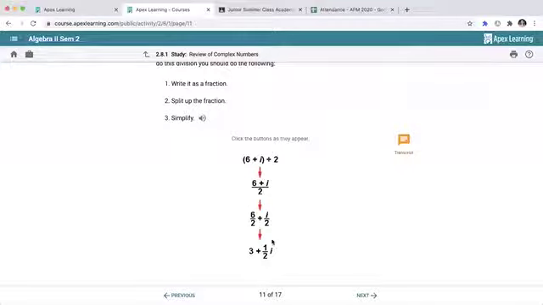So hopefully, again, not too terribly difficult. We write it as a fraction, you split up the fraction, and then you simplify.